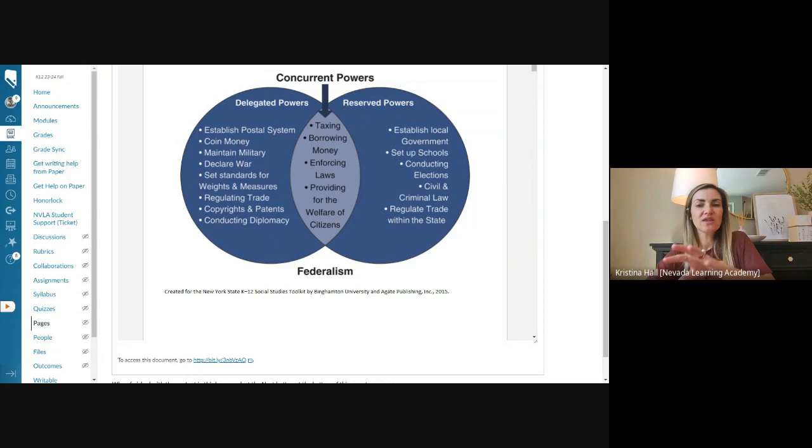So pick a topic and who should make the decision? Federal, basically the government, or citizens being the state. All right, with the time we have left, I want to spend a couple of minutes reviewing.